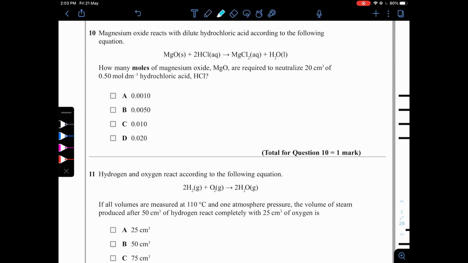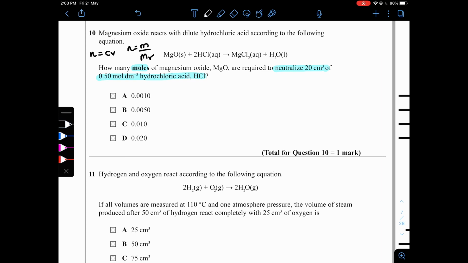Okay, so MgO, magnesium oxide, reacts with dilute hydrochloric acid according to the following. How many moles, that's in bold, how many moles of magnesium oxide are required to neutralize 20 centimeter cubed of hydrochloric acid? So the first thing I notice here is that they're talking about the moles. So I write down the equation n equals CV, or n equals mass over molar mass.